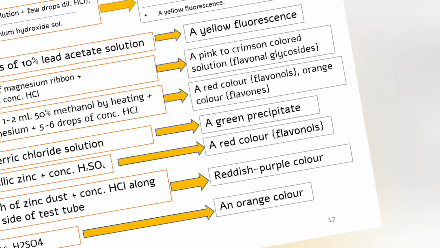The second test is the lead acetate test, which consists of 10% lead acetate as reagent. It also gives yellow fluorescence in case of the presence of flavonoids in plant extract.